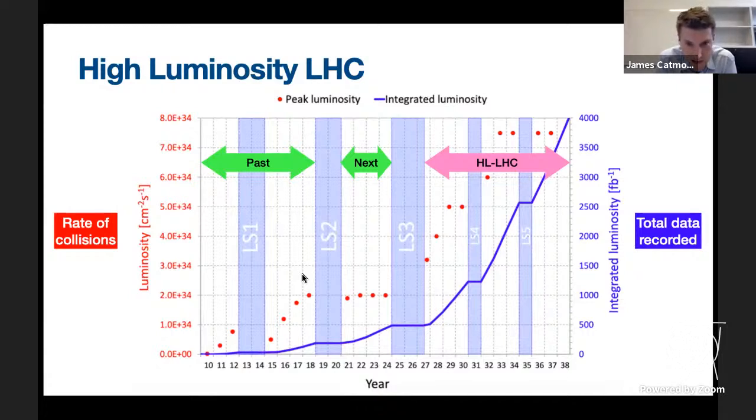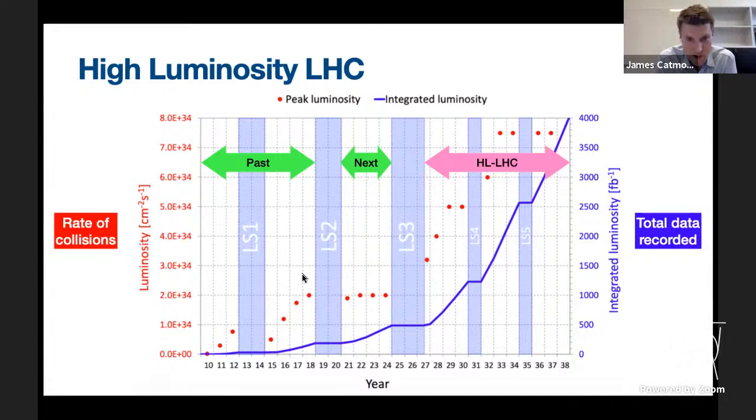So this plot here, there's quite a lot of information to digest, but the red dots more or less show the rate that collisions have occurred at, how many collisions per second you can almost envisage this is. And you can see that this has grown steadily over the years. The blue bands, which are labeled LS1, LS stands for long shutdown. These are periods of time when the machine has been switched off for maintenance and upgrade. The blue line is showing the total volume of data that's been recorded. So you can see that the amount of data has grown steadily over the years.